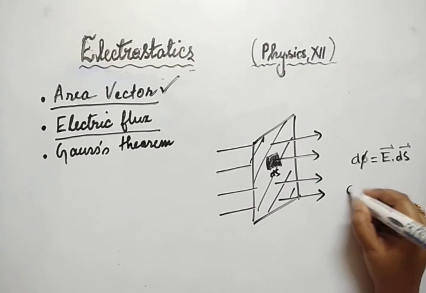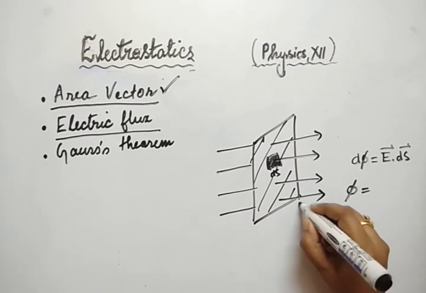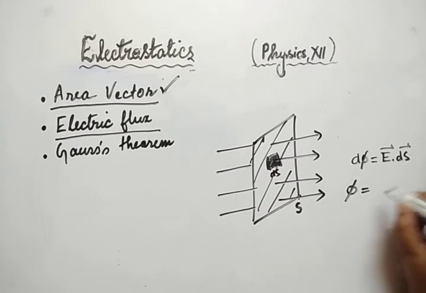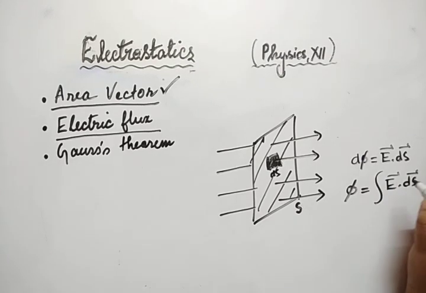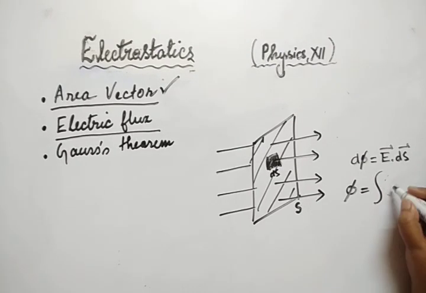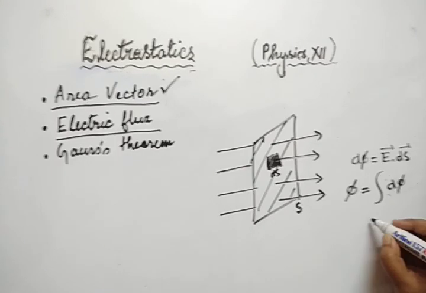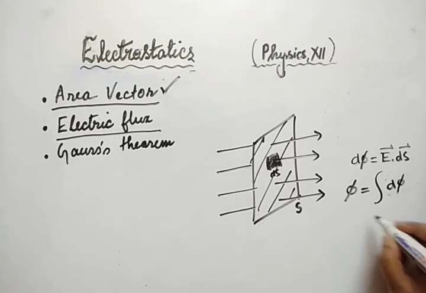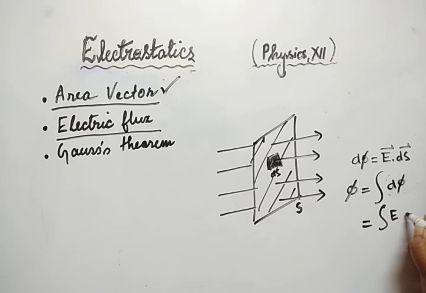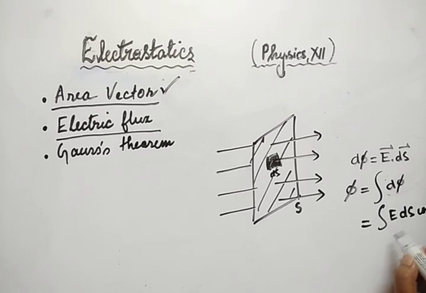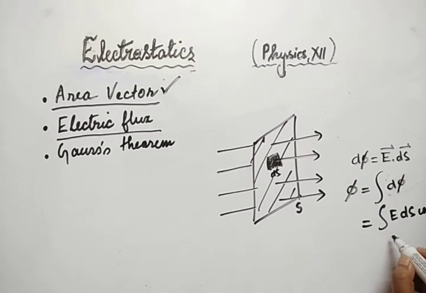If you want to find the total flux through this surface, you have to take the integration of E dot ds. Or you can write d phi equals E ds cos theta. In this manner you can find the total flux through an area.